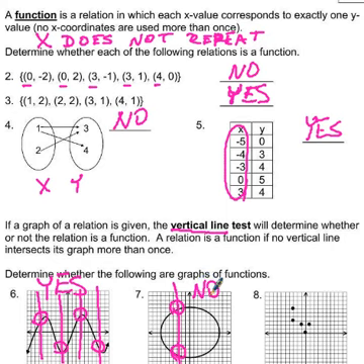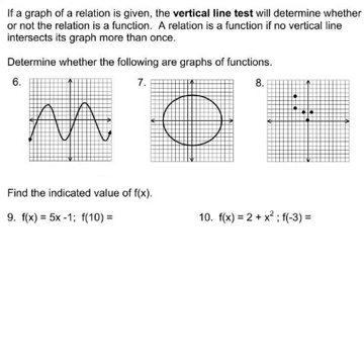And then over here, again, even though it's ordered pairs, you're still going to draw a vertical line through there. And as soon as I draw a vertical line right there, I'm hitting it twice, so definitely not a function. Okay, we're going to pause there. Okay, almost done here, guys.